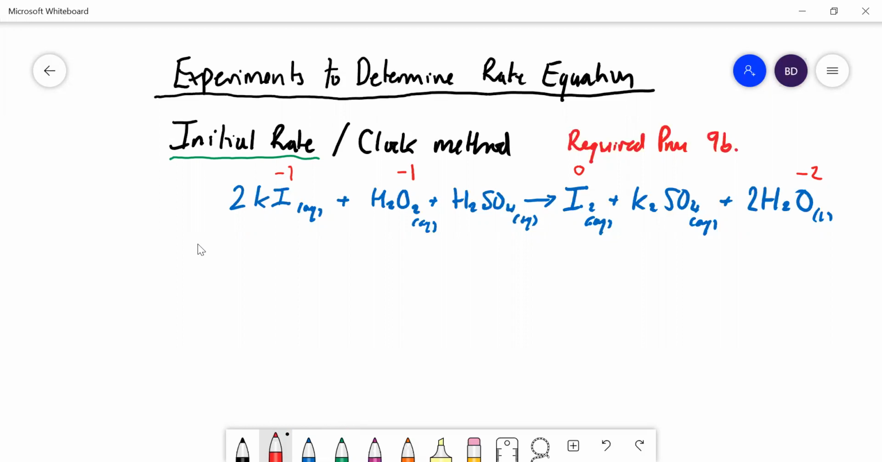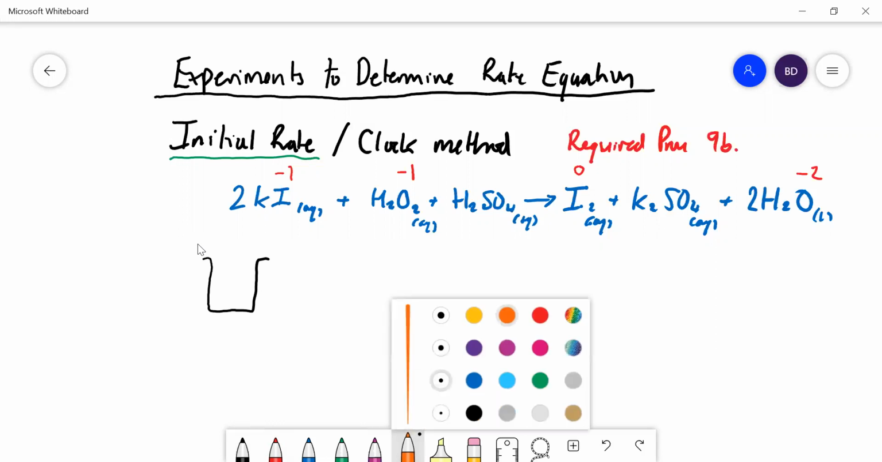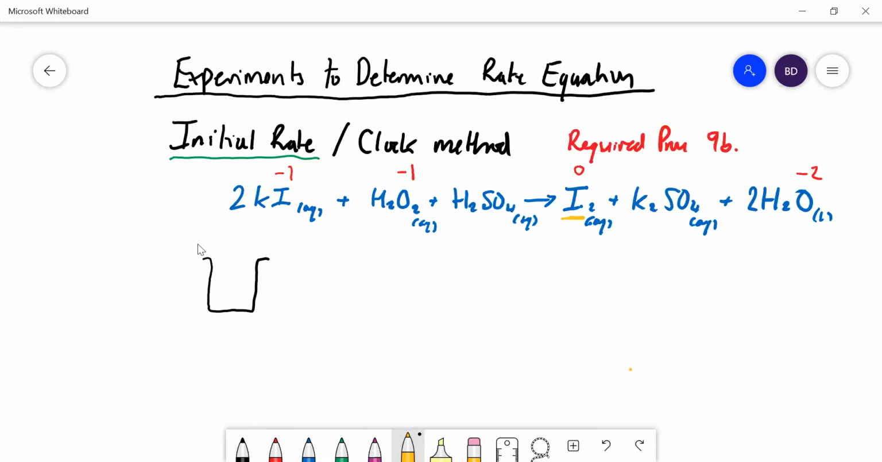Right, so let's see what would happen if you did this reaction. You'd have a beaker and iodine. All of these reagents are all colorless except for iodine, which is a yellowy orange color. Right, that's iodine in solution. So what would happen here is if you added all these reagents together, you'd just notice that it would start going slightly yellower and it'd get darker and darker and darker.